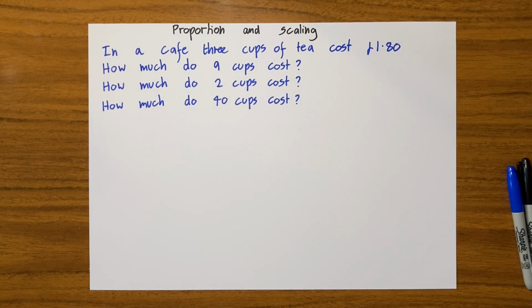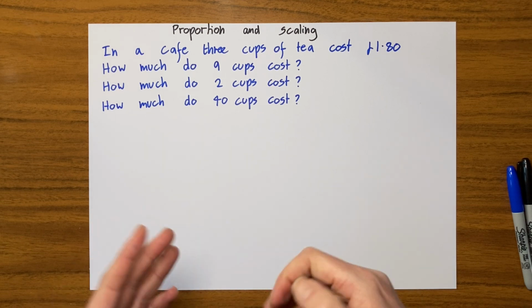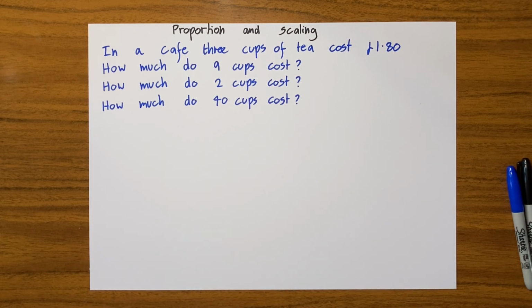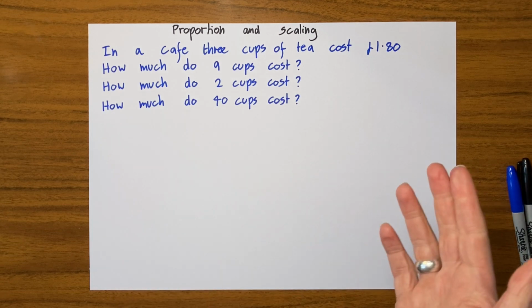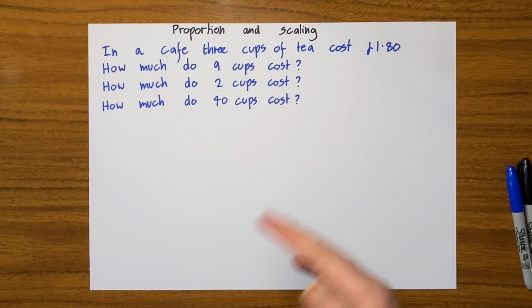Hello, in this video I'm going to show you how to solve a problem like this. Now these problems are proportion problems, and we also call them scaling problems, because what you're doing is you have a quantity or a price of something and you're required to change the numbers so that you can find out quantities for larger and smaller amounts. Let me explain what I mean.